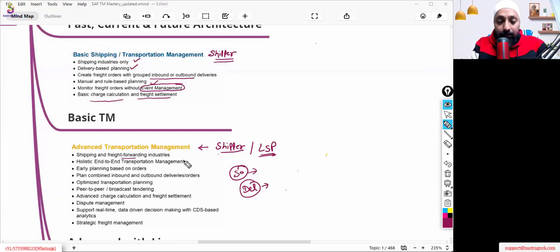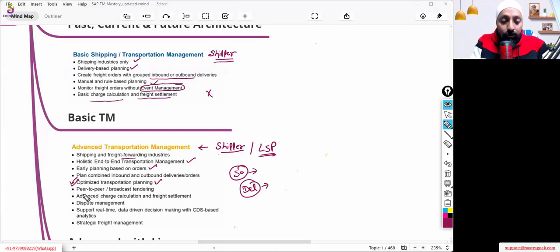This would be the holistic end-to-end transportation. So not only on the deliveries, you would also be able to plan based on the orders. You would be able to do the optimization of the transportation planning, the benefits we were talking about, right? That optimization is available here, optimization is not available in the basic one.